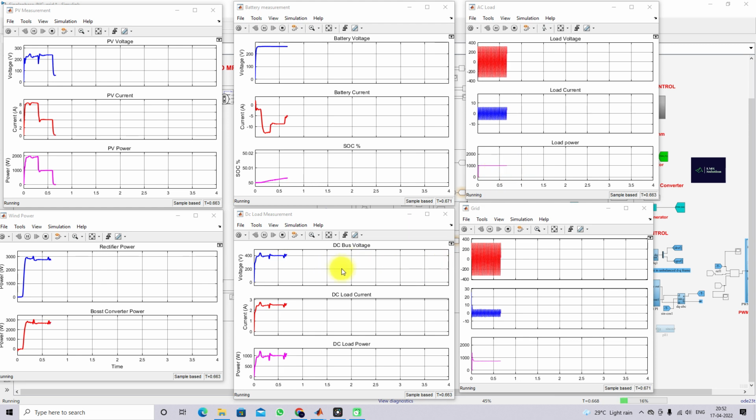And here you can see that, as already told, this 1000 watts is connected on the DC load side. So this is the DC bus voltage and DC load current. This is the DC load power, maintained around 1000 watts. And here you can see the grid voltage, grid current, and grid power.